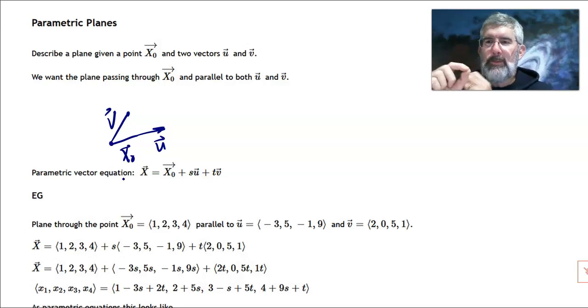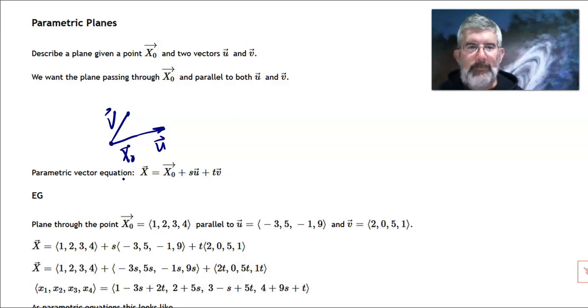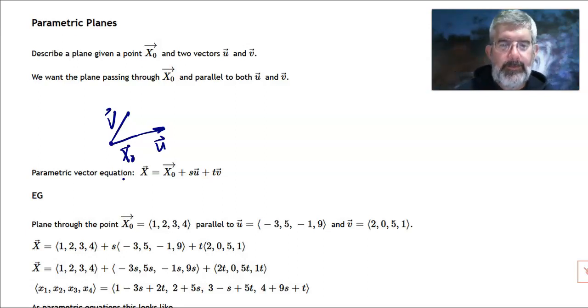So given a point and these two vectors, it does determine a unique plane. It's the plane right there. And the question is, how do we describe it? We're going to describe it by saying any point on the plane will be able to be described in terms of starting at x0. So again, there's some coordinate system down here.